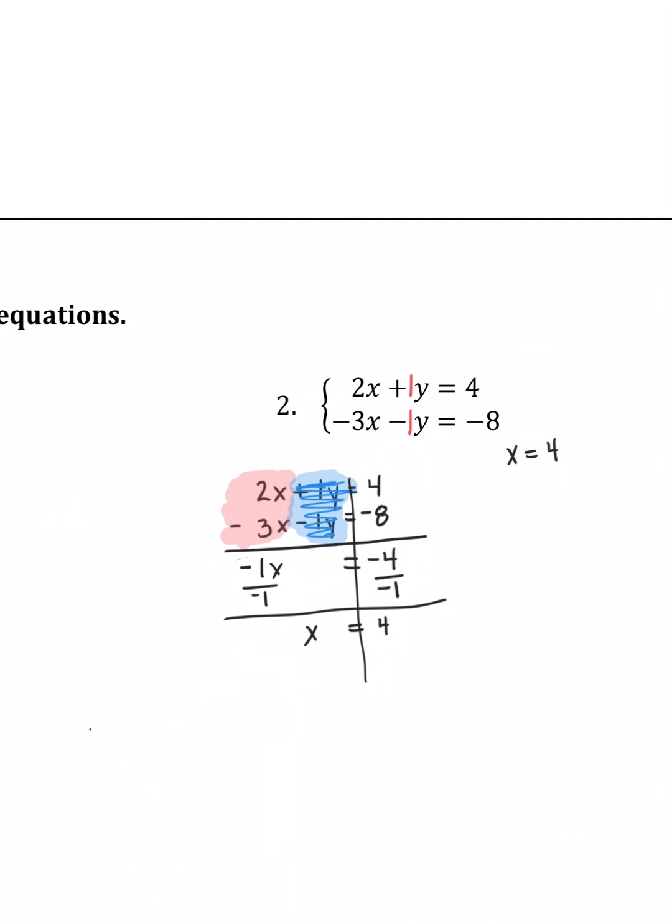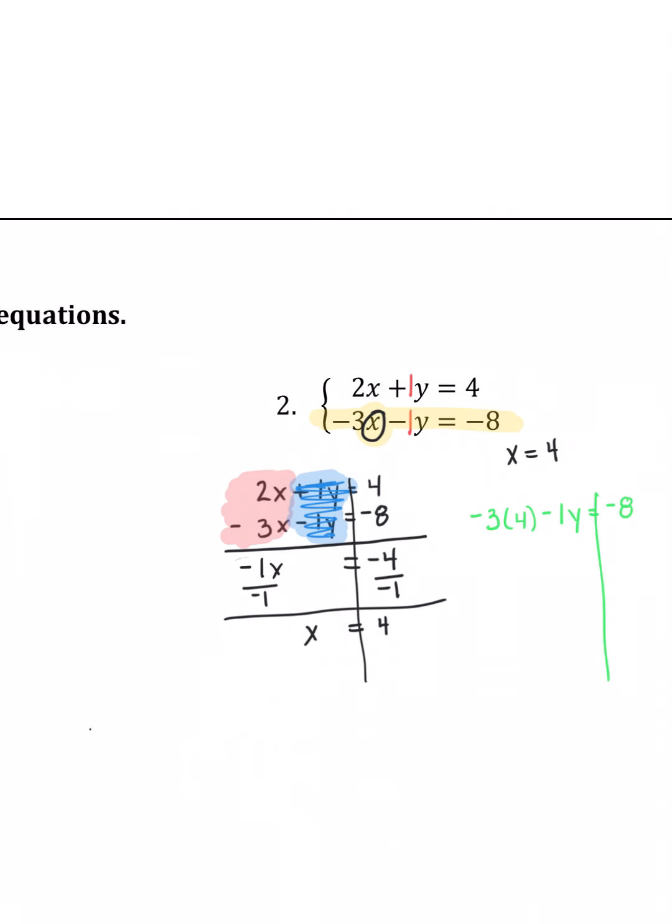Okay, now I'm going to take that 4 and plug it into either the top or the bottom. Let's plug it into this one down here. So anywhere I see an x, like for example, right here, instead of writing x, I'm going to plug in 4, and I'm going to use parentheses around it. So I'm going to start with negative 3 times 4, because there is my x, minus 1y equals negative 8.